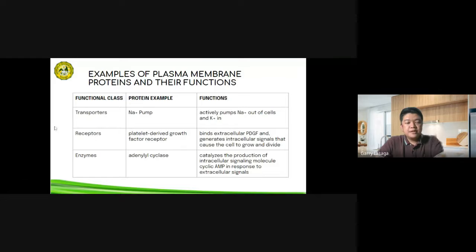For example, one of the functional classes of proteins in the cell membrane are transporters. When we say transporters, these are protein molecules that transport, for example, ions or polar molecules into and out of the cell. For example, we have the sodium pump, or sodium-potassium pump, or the sodium-potassium ATPase.